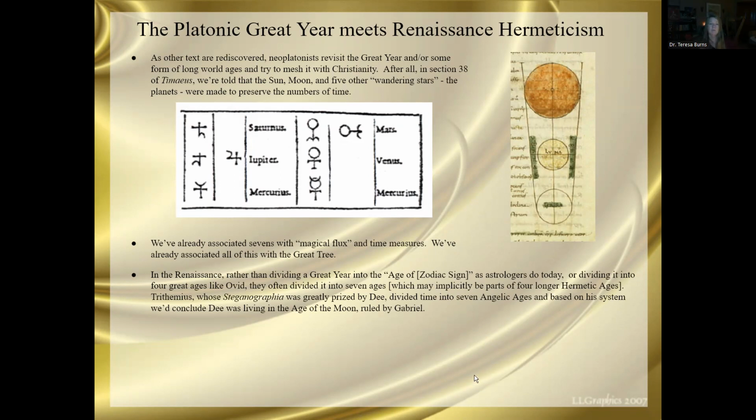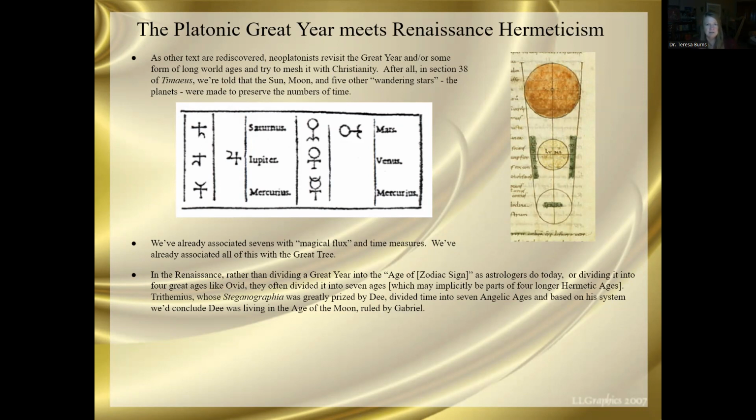Now, I mentioned before we went back to the Middle Ages, this idea that in the Renaissance, rather than dividing a great year into the age of some zodiacal sign, or into 4 ages like Ovid, they seem to like dividing it into 7 ages. Well, there's a reason for that. And the 7 ages may implicitly be part of 4 longer Hermetic ages. That's one of the last things I'll get back to.